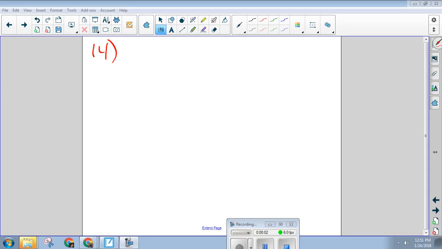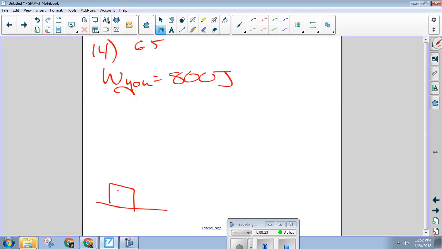All right, so on 6.5, number 14, here's the deal. It says if you do 800 joules of work to lift an object 3.5 meters, what is the object's mass? So here's what we know. We know that the work that you did is 800 joules. And what that accomplished is it allowed us to take an object and lift it up to a height of 3.5 meters.